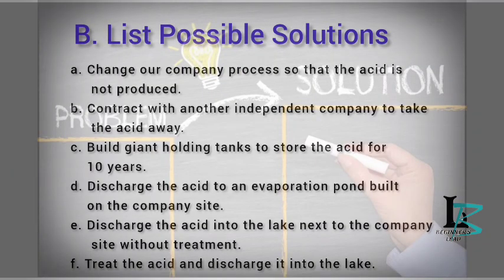So after defining the problem, we have to list out the possible solutions. Either we can change our company process so that the acid is not produced, or contract with another independent company to take the acids away, or build giant holding tanks to store the acid for 10 years, or discharge the acid into an evaporation pond built on the company site, or discharge the acid into the lake next to the company site without treatment, or treat the acid and discharge it into the lake.